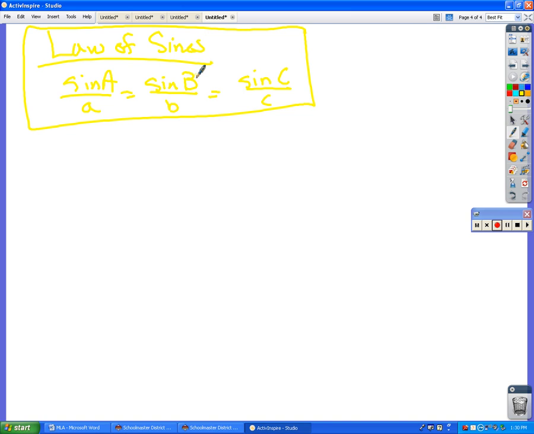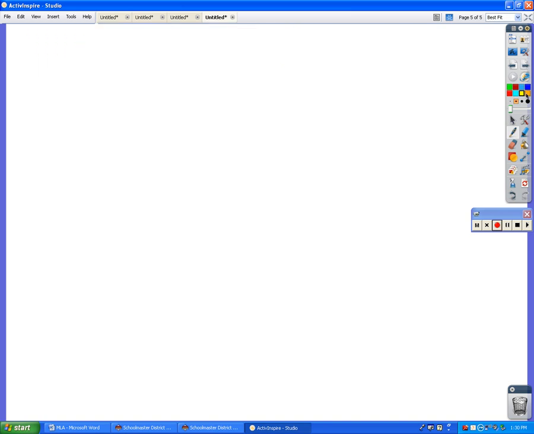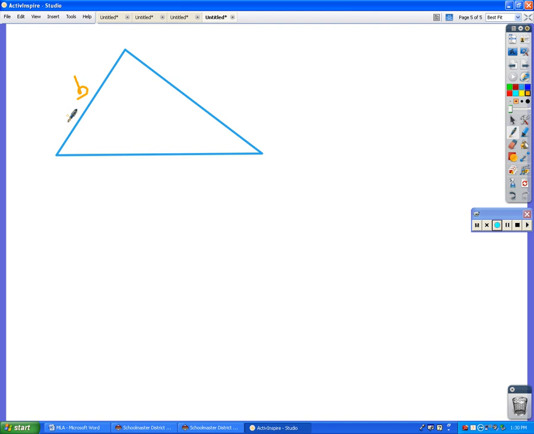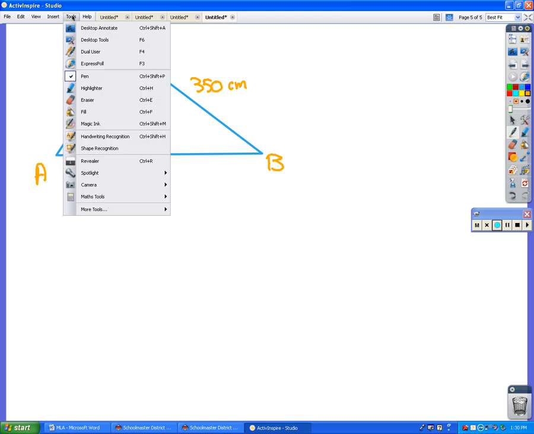So now that opens up an entirely new world to us. Yay! And the people rejoice. Because now, like I said, we can do this with any old triangle that we want. It does kind of look like a right angle, doesn't it? Do you think it is? Could be. Let's find out.